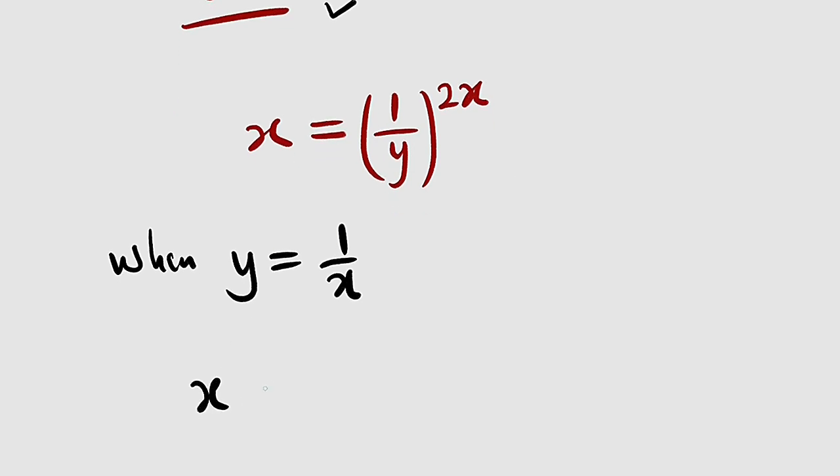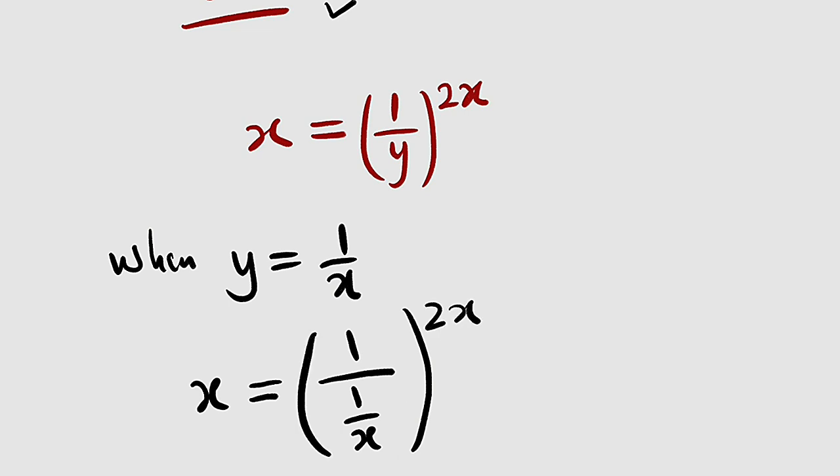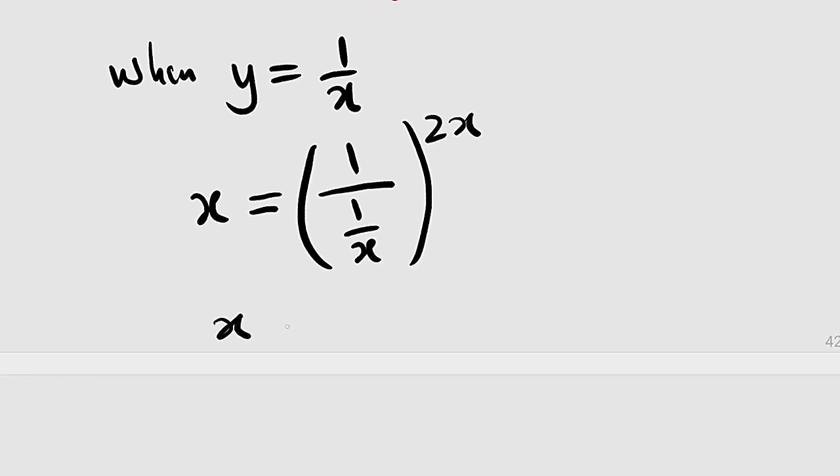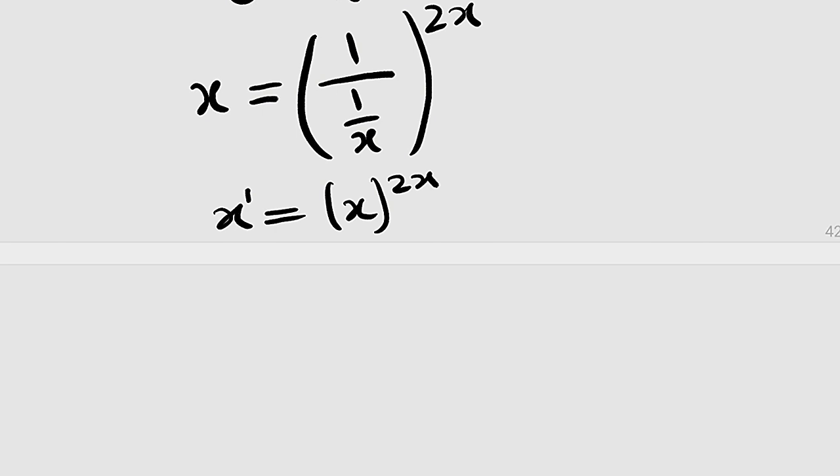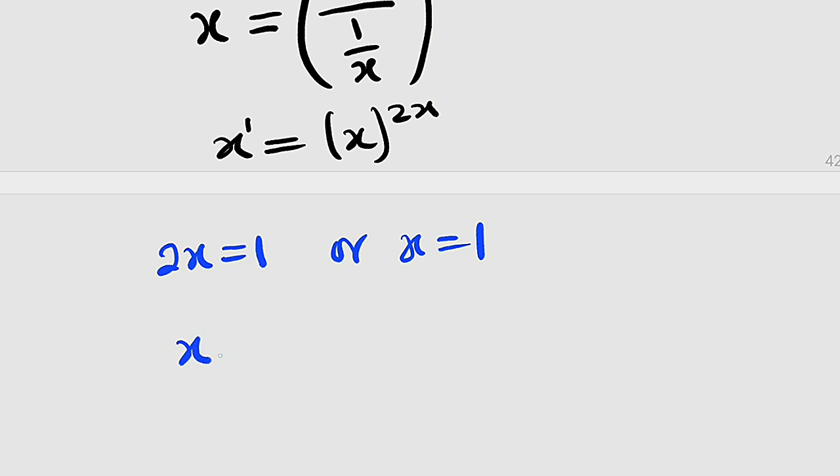So on the left-hand side, we have x. This is equal to 1 divided by y, but y is 1 divided by x. This is to the power of 2x. Therefore, x equal to x to the power of 2x. And x can be raised to the power of 1 naturally. So what does this imply? It means that either 2x equal to 1 or x itself equal to 1. From this one, you can see that x is equal to 1 divided by 2 or x equal to 1.